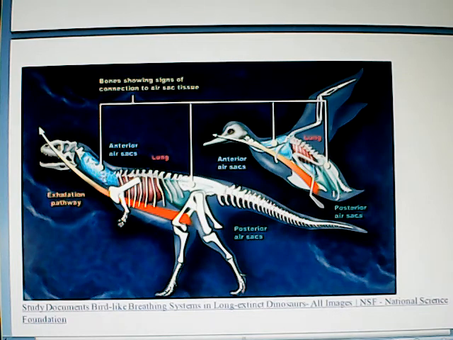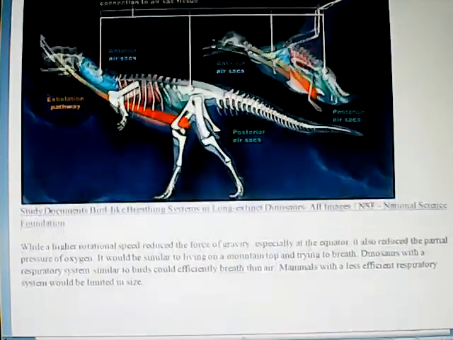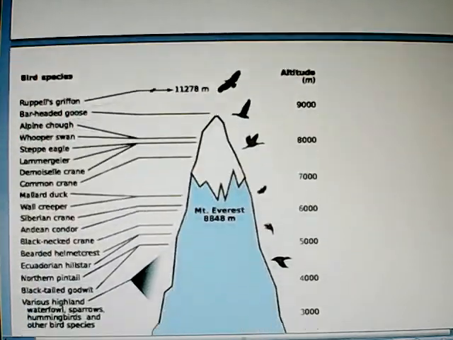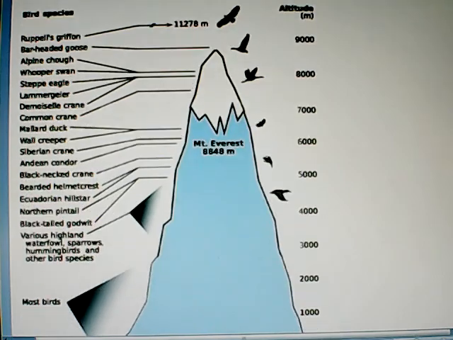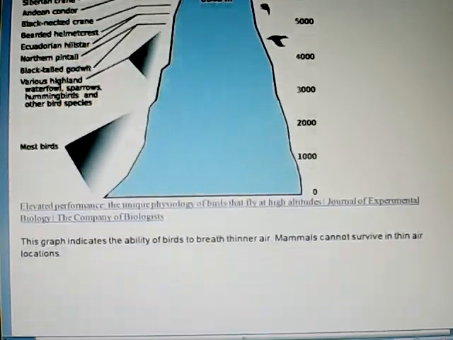See, these are the air sacs for dinosaurs, similar to the air sacs of birds. Here's a chart showing the altitudes that different birds can fly in very limited oxygen environments. So birds can breathe in thinner air and mammals cannot survive in the same locations.